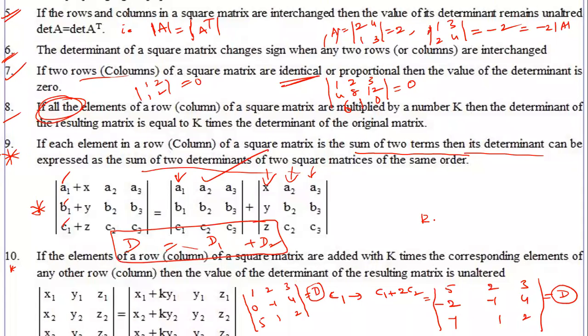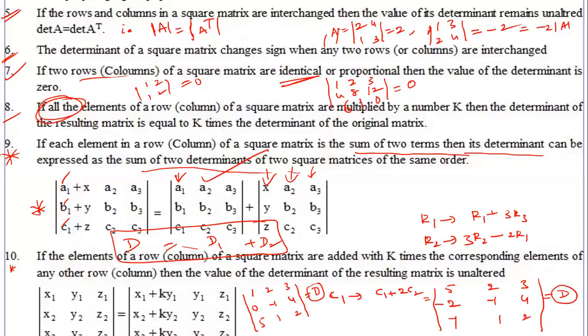So you can write R1 as R1 plus 3R3. These are called operations on rows and columns, row operations and column operations. R2 minus 2R1, like that you can write anywhere. 3R2 minus 2R1, like that. So please write down. We'll discuss some questions.